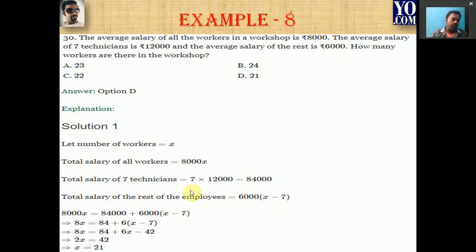Then we can write one equation: 8,000 X, the total salary of all the workers, is equal to the salary of the 7 technicians, 84,000, plus the total salary of the rest of the employees, 6,000 into X minus 7. Then solve this equation. You will get X equal to 21. The answer is D.